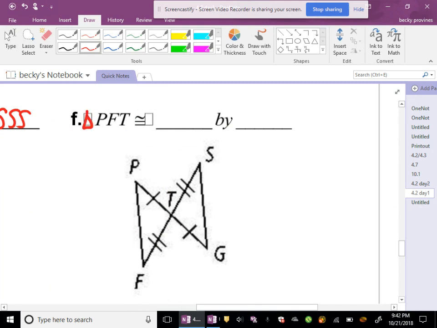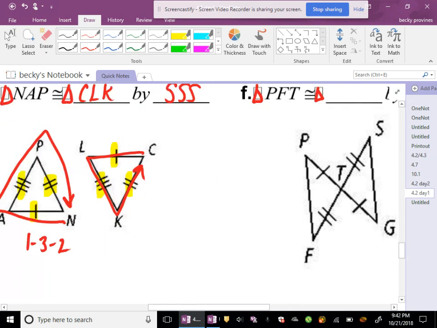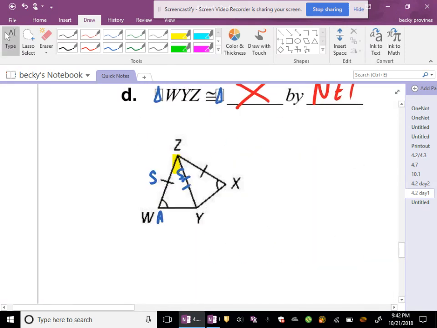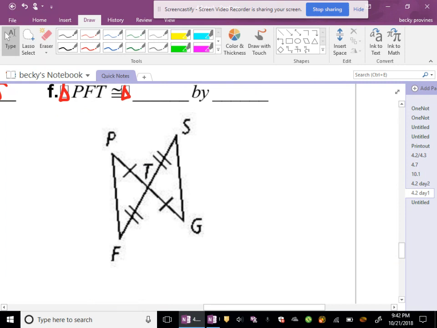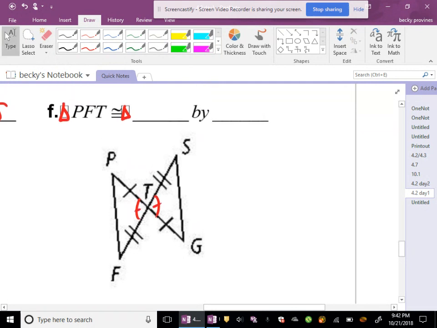All right, let's make these triangles. Okay, so I only see 2 things given to us, the 2 sides. We need to find something else. There's not a reflexive side like we had here, so we need to keep looking. Hopefully you're seeing an angle. They both have vertical angles, and vertical angles are always congruent.